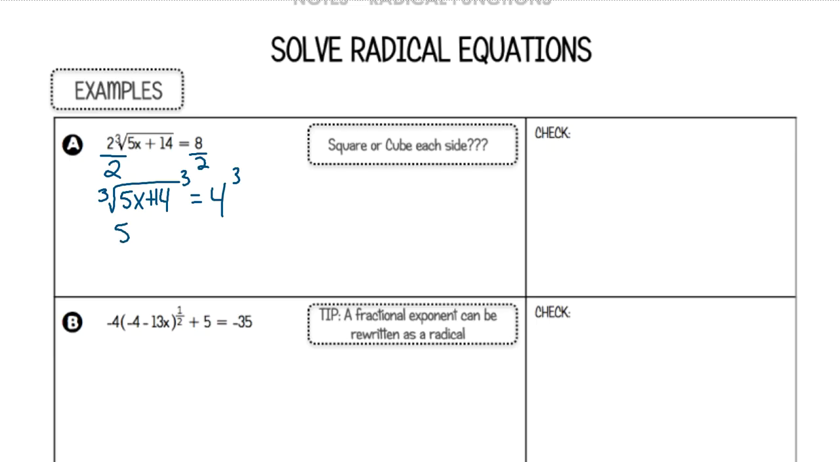So on the left side, that just gets rid of the radical, and we're left with whatever's inside. On the right side, we have 4 cubed, which is 64. And now, like I said, we end up with a pretty basic equation to solve. So we're going to subtract the 14 from both sides. That's going to give me 5x equals 50. I'm going to divide out the 5 on both sides and get a solution of x equals 10.